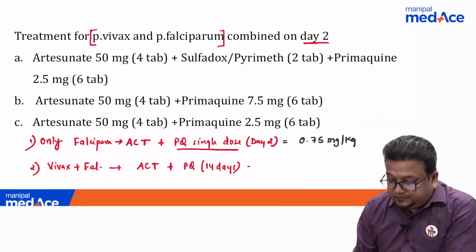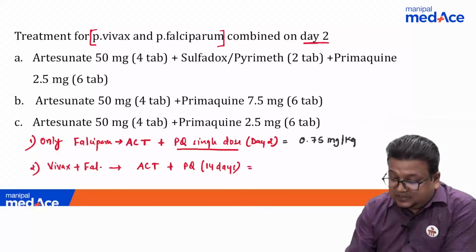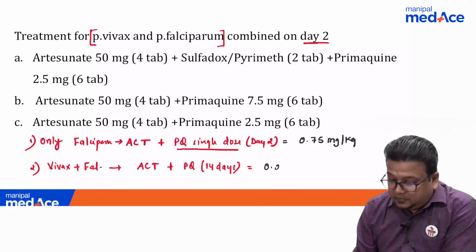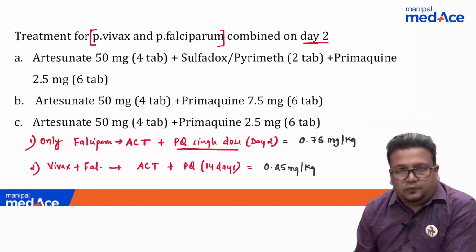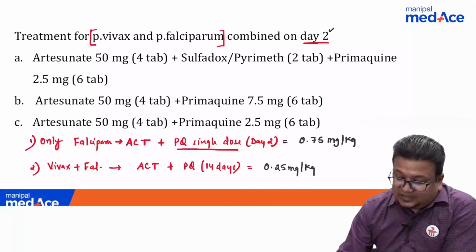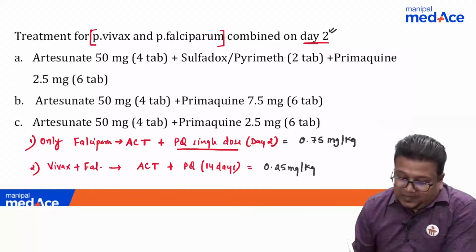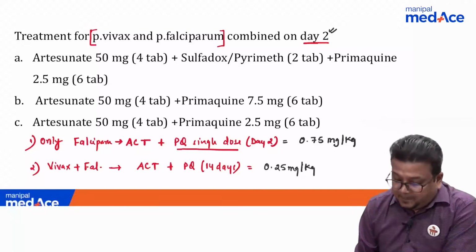Now the dose is 0.25 milligram per kg on day 1, 2, 3 on till 14 days. The question is asking on day 2. Now please understand, in ACT, as part of ACT, we are going to give artesunate.